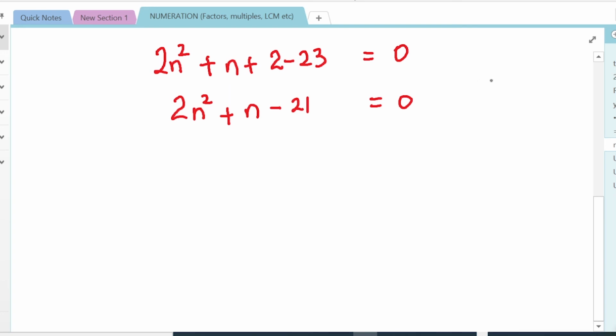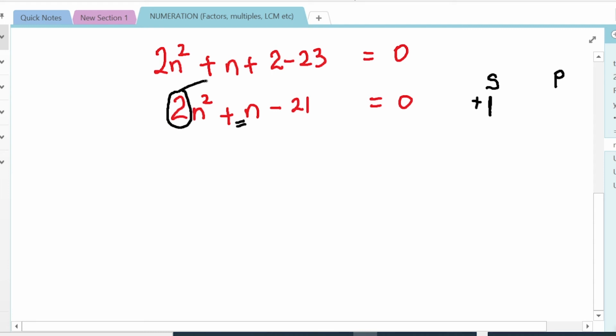So remember, for a quadratic equation, we're supposed to find two numbers. Those two numbers are supposed to give us a sum, here positive 1, and a product. The product here is this value multiplied by the last value. So a product of 2 times negative 21, which is negative 42.